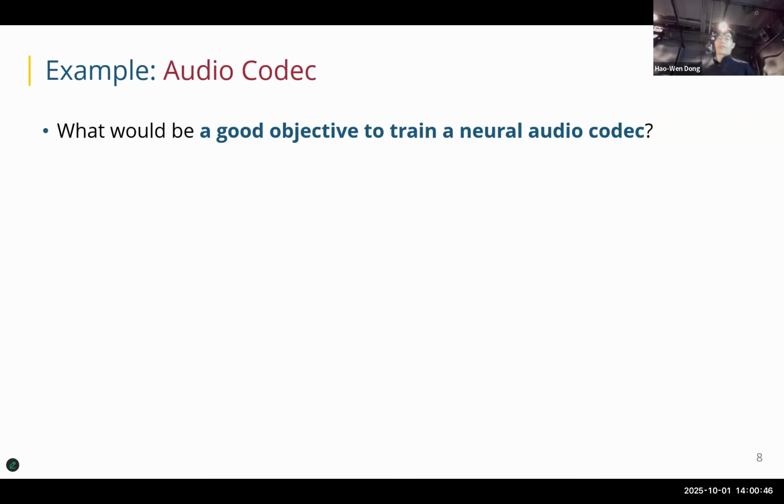What do we care about for a codec? Any thoughts? Probably the final audio size? Size, cool. What else? Maybe the quality of the captured impression. How do you define that? Yeah, that's the question.